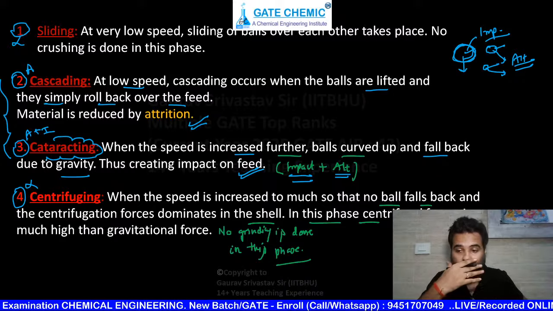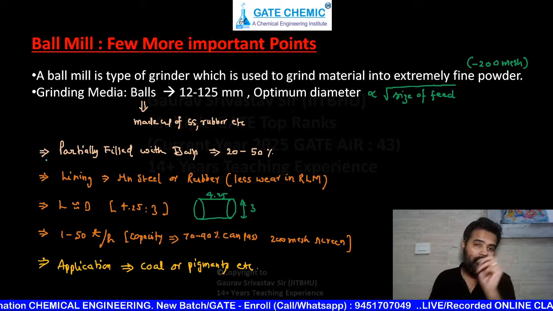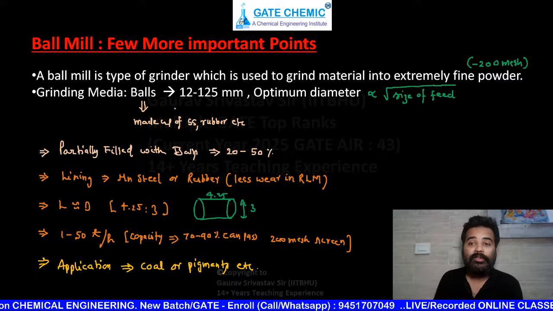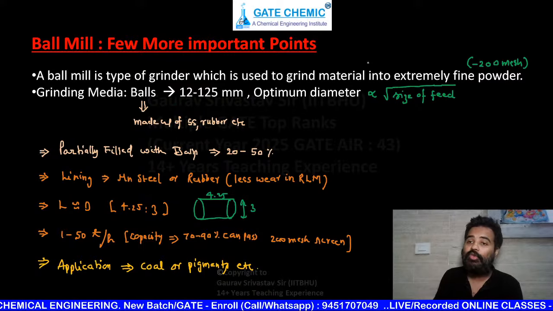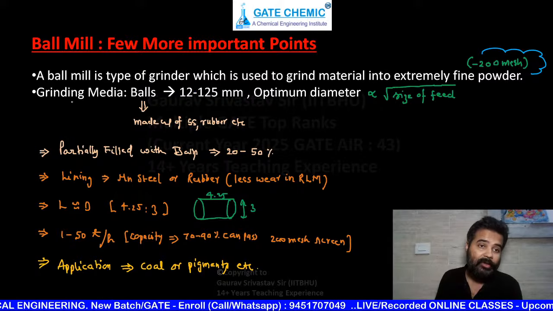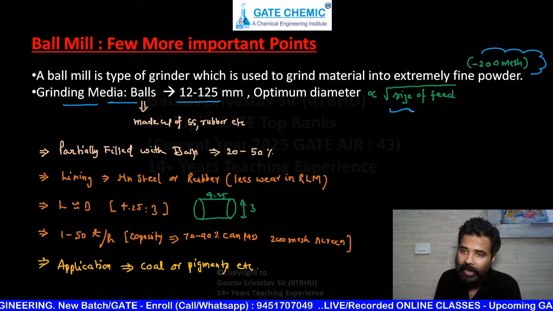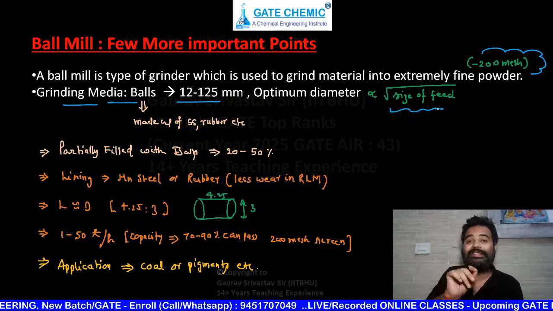Okay, now ball mill, few more important points. The grinding material that you fill in the ball mill, the product you obtain from it has a size of -200 mesh. Again, no need to write anything. Grinding media balls are 12 to 125 mm. Their optimum diameter depends upon the size of feed.